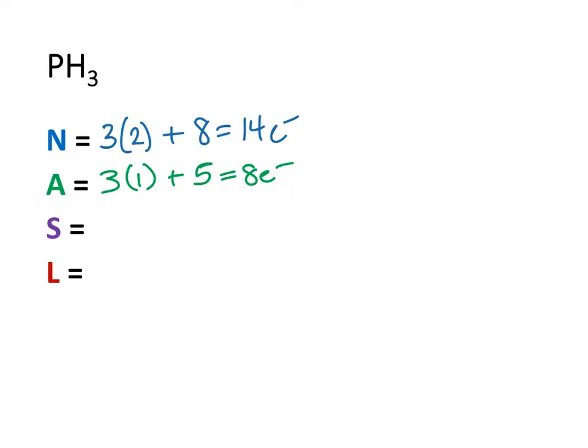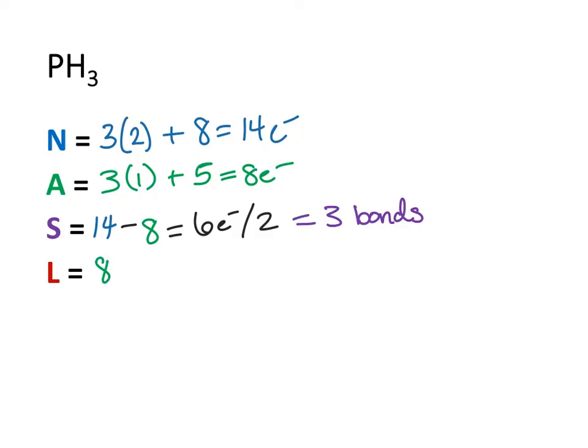My shared electrons are needed minus available, so 14 minus 8. This gives me a total of 6 electrons being shared, or if I divide by 2, a total of 3 bonds needed. Last step is to determine my number of lone electrons. In this case, 8 minus the 6 electrons participating in bonds, or a total of 2 lone electrons.